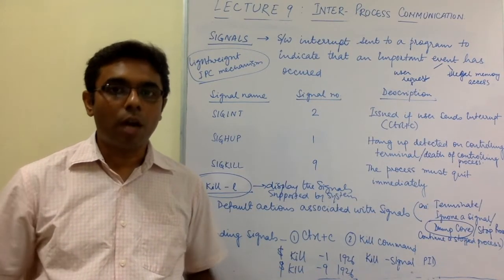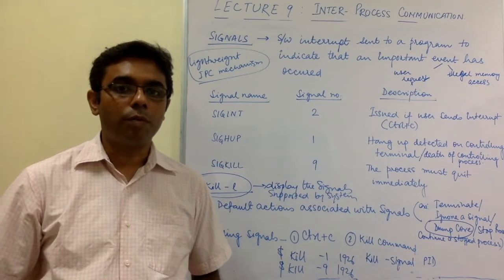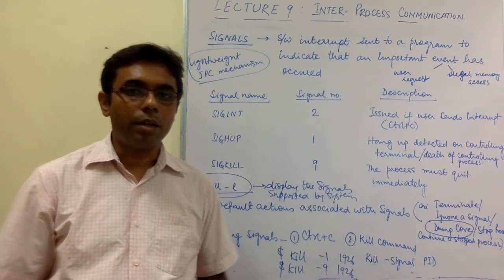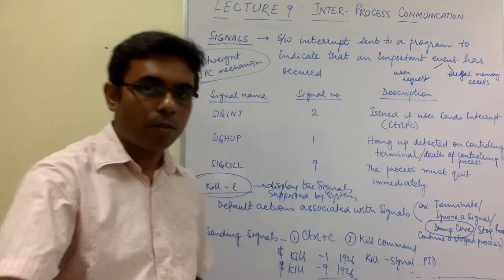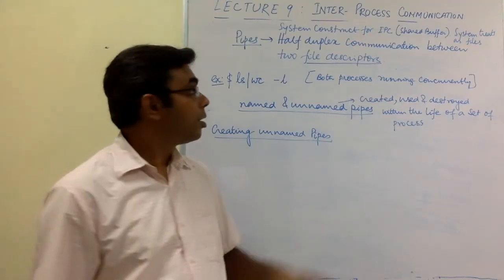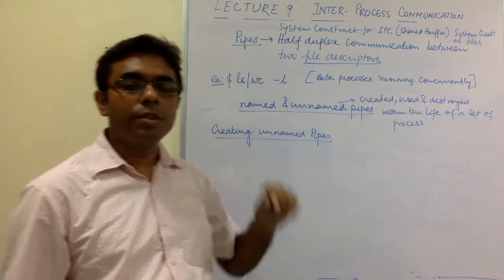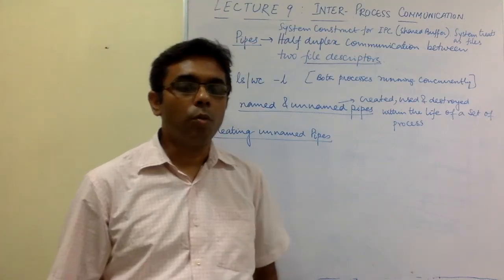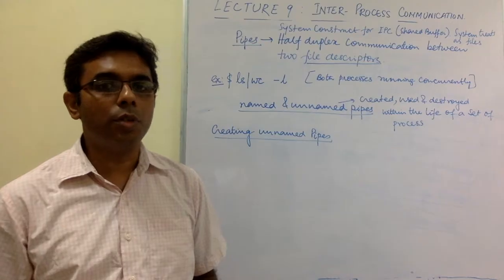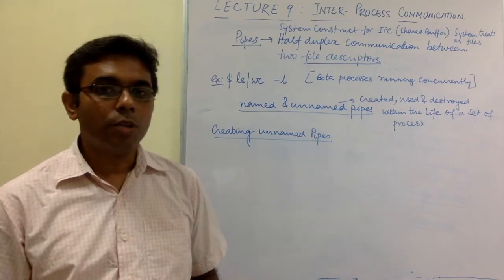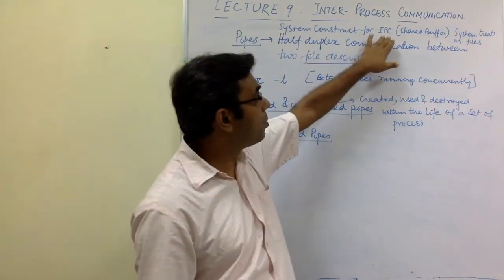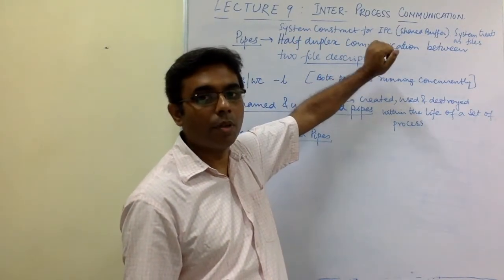So that's how we make use of signals in order to have inter-process communication. The next IPC mechanism that we are going to talk about is pipes. Consider a situation where a process would like to write a set of values and the other process would like to read those values. A typical system construct to perform this kind of IPC is a pipe.